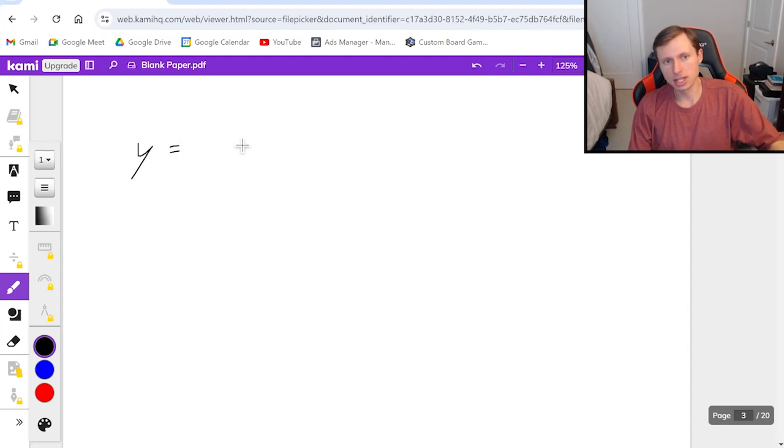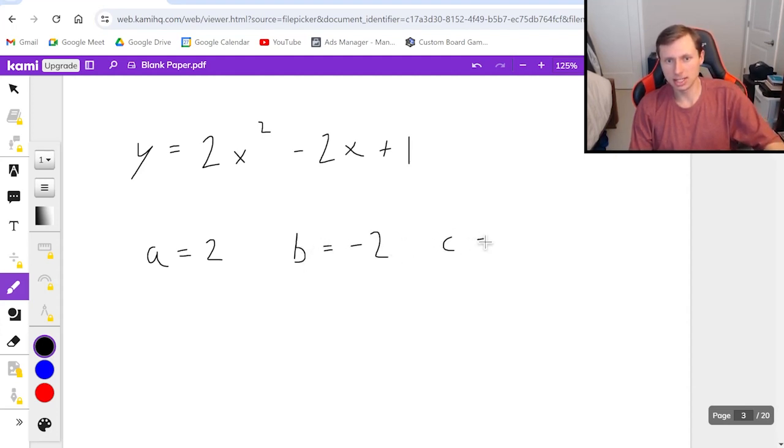So the next one is y equals 2x squared minus 2x plus 1. This one is going to be annoying. I'll let you know right now. It does have a fraction in it. So go ahead, give it a try. And here's the solution. So first, a equals 2, b equals negative 2, and c equals 1.